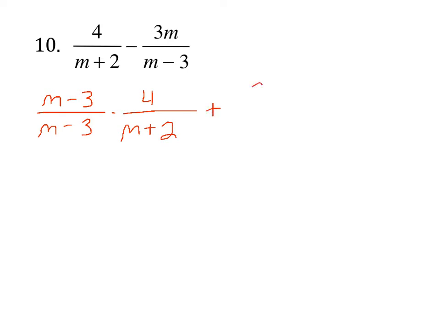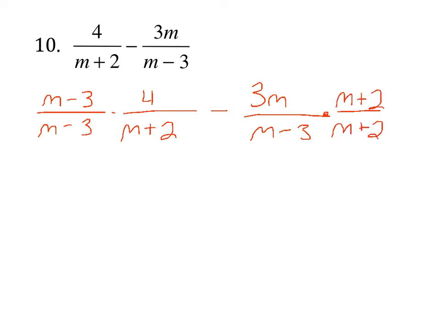And I'm going to multiply the second fraction, that's a minus sign, not a plus sign. There we go. By m plus 2 over m plus 2. Then we'll have the same denominator. Our common denominator will become m minus 3 times m plus 2. So now if I multiply the numerators together, I want to make sure that I distribute the 4.